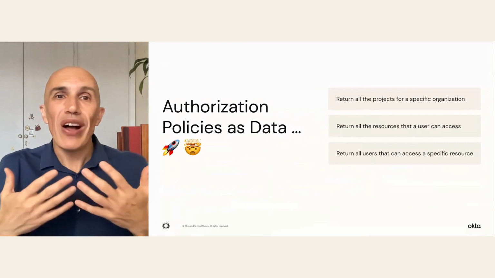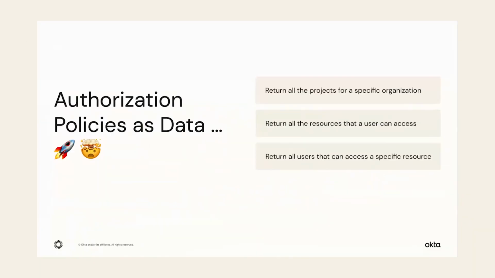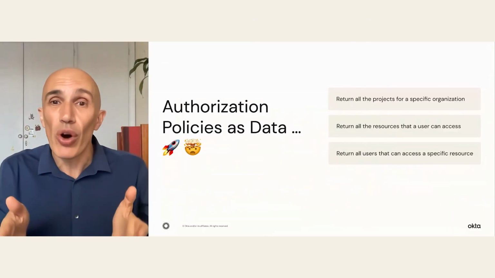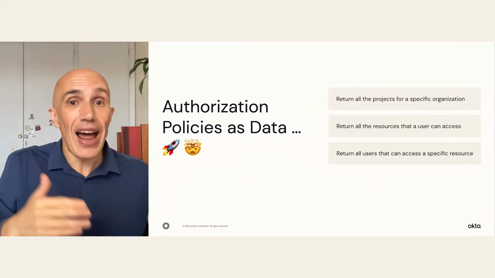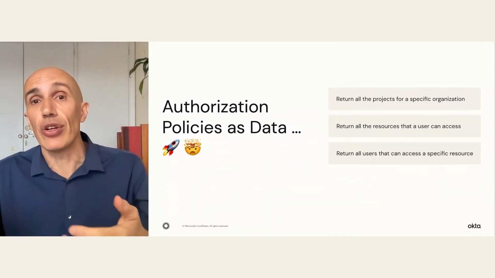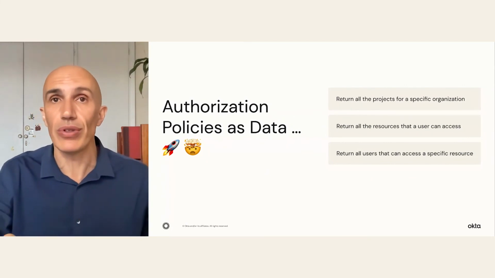This is when things become interesting. Once we have this data, we can potentially ask other questions to the Zanzibar store, like returning all projects in an organization, everything that a user can access, or who can access a specific resource. With the same model and the same abstractions, we can implement access control and also enable querying authorization data. This is what relationship-based access control enables.